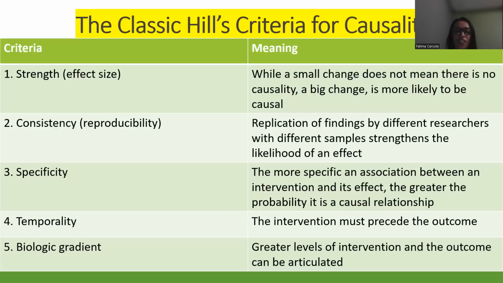We have here specificity. The more specific an association between an intervention and its effect, the greater the probability of its causal relationship. So there should be a stronger association between the intervention and the effect for us to say that there is a causal relationship. We also have temporality. The intervention must precede the outcome, of course. And then we have the biologic gradient: greater levels of intervention lead to greater outcomes.